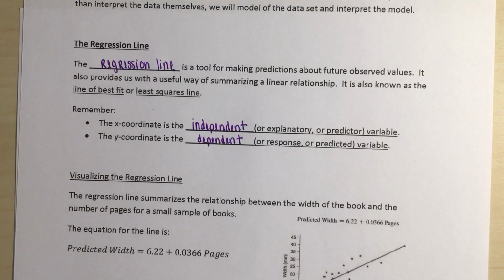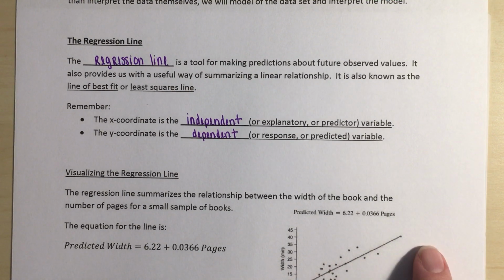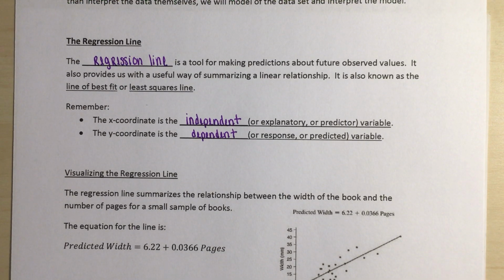Right, so let's look at an example to visualize what we mean by the regression line. The regression line summarizes the relationship between the width of the book and the number of pages for a small sample of books. The equation for the line is predicted width equals 6.22 plus 0.0366 pages. What we see here in this picture is the data set that this came from and the line of best fit, our regression line.